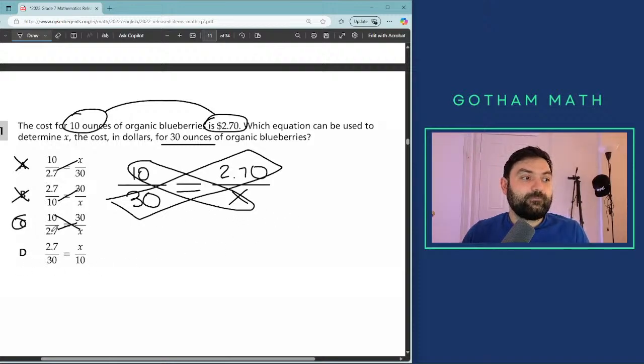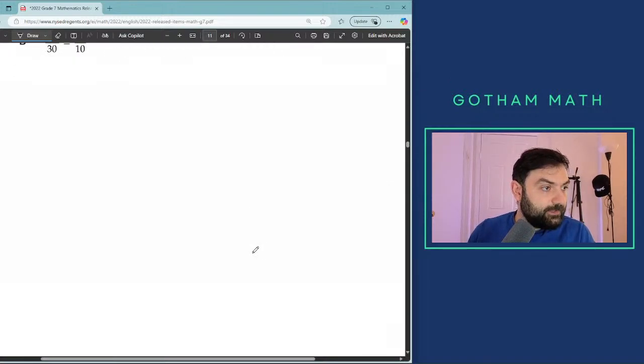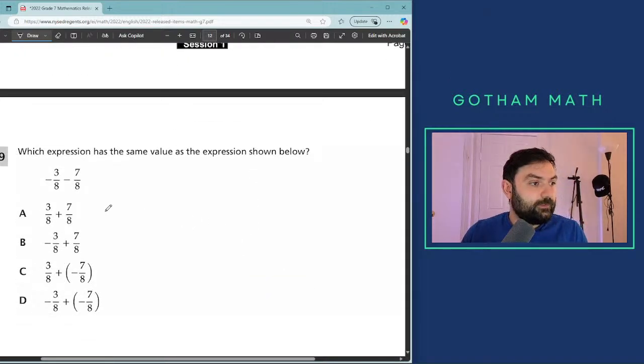So is this proportion wrong? No. Is this one wrong? Also no. Proportions can be set differently, and as long as we know which numbers are going to be across from each other, it will be correct. And we're moving on to the next question. The next question will be question number 19.